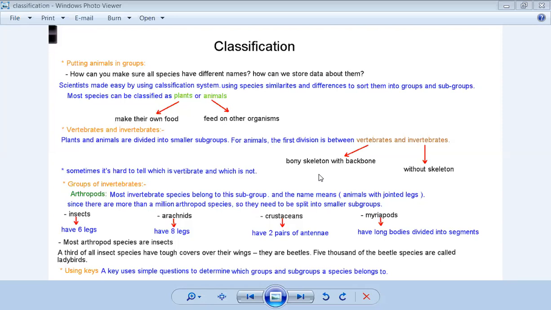So the general idea of the lesson is that species are classified by sorting them into groups. We said plants or animals. We said also that all animals are either vertebrates with backbones or invertebrates without backbones. We said also that invertebrates are classified into many groups and subgroups, such as insects, arachnids, crustaceans, and myriapods. And among these insects, we have many species, but a third of these insects are beetle species. So this was all about classification and how we can classify these organisms.